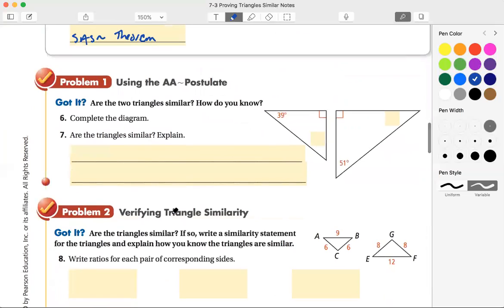Are these triangles similar? Let's complete the diagram. Finishing these up here, this is going to be 51 degrees, and this is going to be 39 degrees. So yes, they are. We have at least two angles. We have actually three triangles, so these must be similar.